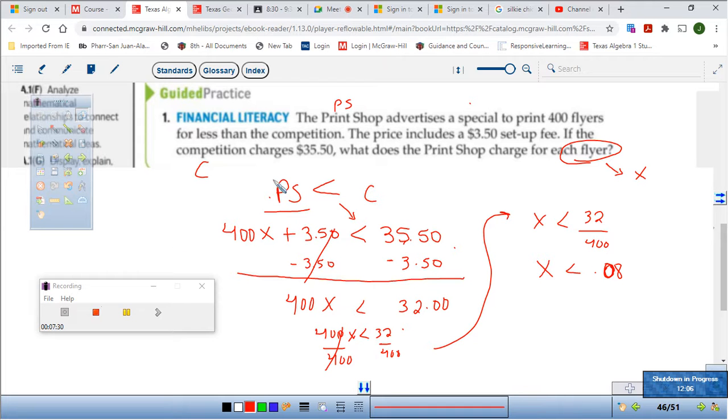Not too bad. Make sure you set them up again. This is PS, print shop. The competition, if I'm beating the competition, that means that they're less than, and that's what they want to be. They want to be less than the competition. Competition charges $35.50. So they're going to have a total print of 400 plus the setup fee. So I'm going to set this equation up here with an inequality symbol. Subtract, divide, and get the answer.